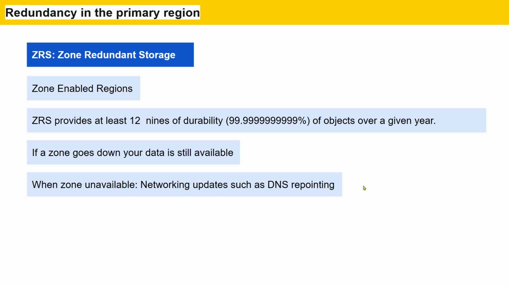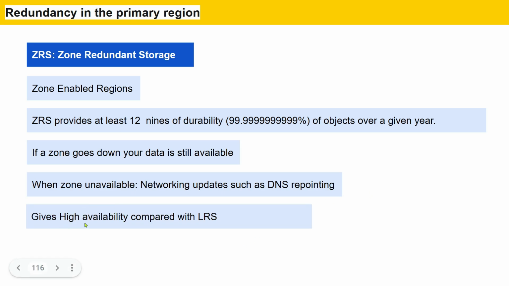Now during this time, if you try to access your application, you might see some problem because the DNS changes and all these backend changes are happening. After the change has happened, if you open your application, you will be able to see your data. So it gives you high availability compared to LRS, locally redundant storage. It gives you higher availability.